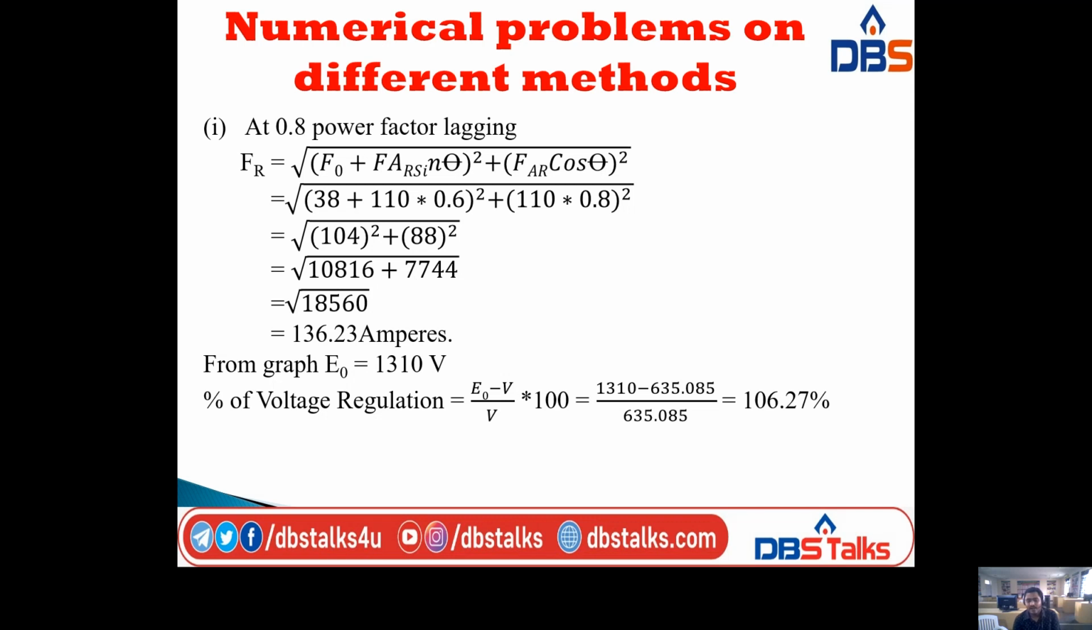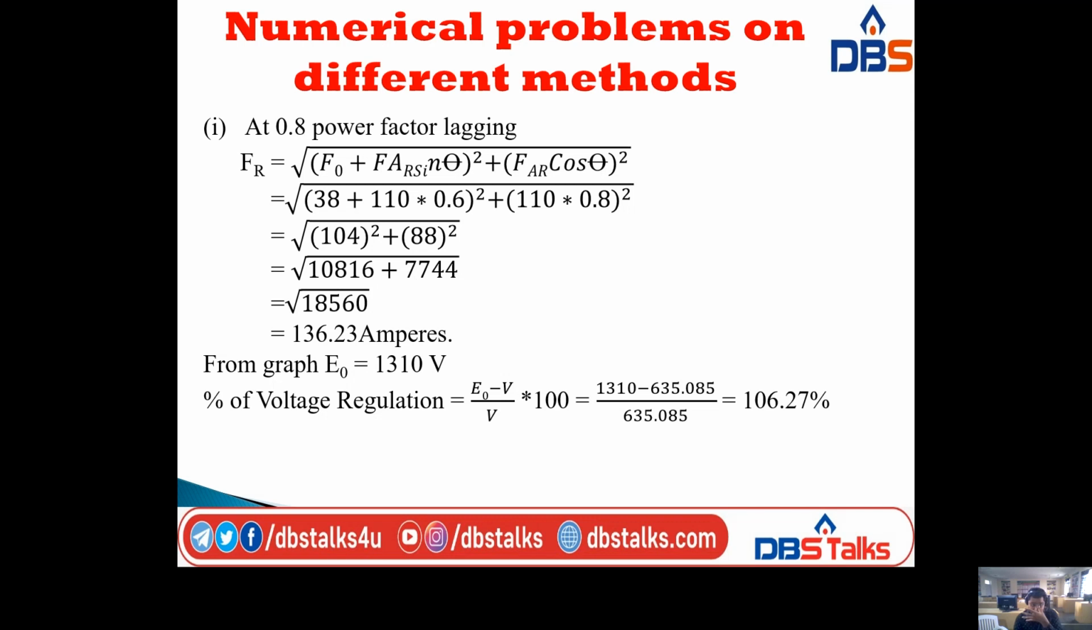Okay. After that, we have to calculate the percentage of voltage regulation at 0.8 power factor lagging. You know the formula for voltage regulation, that is E naught minus V by V into 100. Here the E naught value is 1310 volts minus the full load voltage, that is 635.085. Already they have given the line voltage in the problem. By simplifying, we get the phase value, that is 635.085 divided by 635.085. Finally, we have the voltage regulation at lagging power factor as 106.27%. Actually, this is a higher value, but practically we don't get this value.